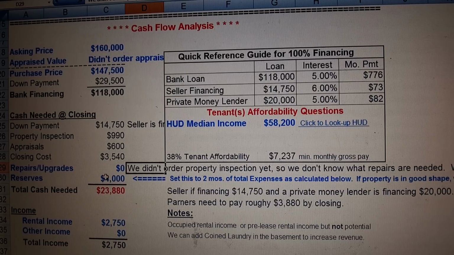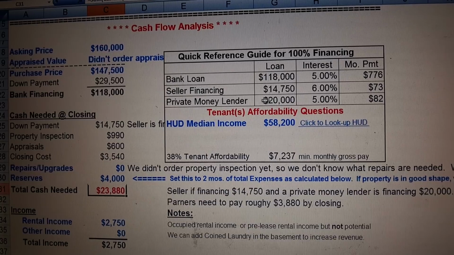And reserves, we want to have about $4,000 in reserves, which is about 2 months of operating expenses at closing. So in our savings account for reserves, we'll have $4,000 just for any type of maintenance or vacancy issue right up front. Okay, so you always want to have reserves up front, at least 2 months, because you never know what can happen, right? Just to play it safe. So the cash we need at closing is $23,880.